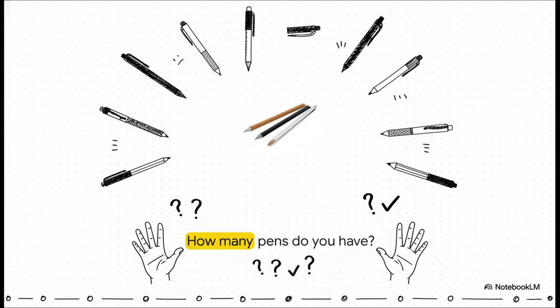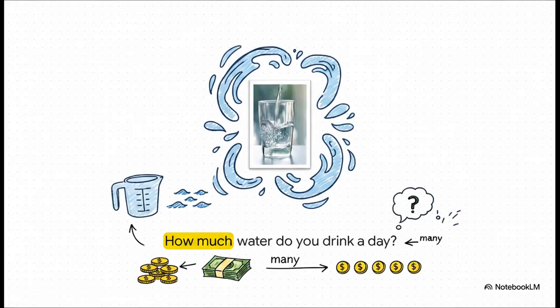How many pens do you have? It's that direct. And for our uncountable example, water, the question naturally becomes, how much water do you drink a day? And guess what? This brings us all the way back to our very first puzzle. The reason we say how many dollars, but how much money, is because dollars are individual countable things. But money is an abstract, uncountable idea. It all comes back to that one simple rule.